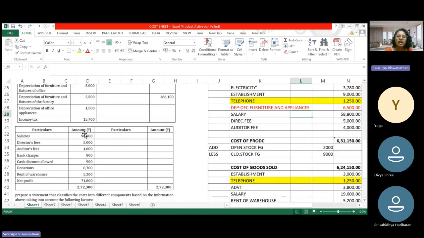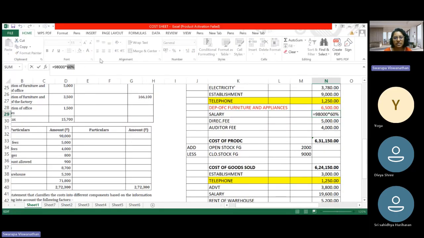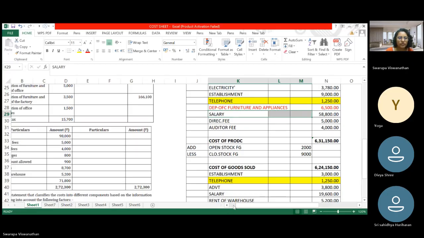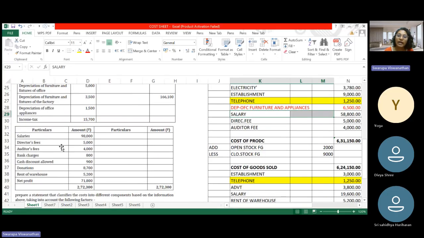And then they have given certain other information also. Salary 98,000 is divided in the ratio 2:6:2. So 20% of this 98,000 should go into factory, 60% under admin overheads, and 20% under the sales. You can see here 98,000 into 60%, I am taking it under admin overheads for calculating cost of production. Director's fee is a part of admin cost, so it will come under admin overheads.